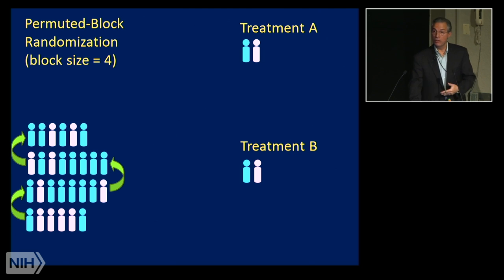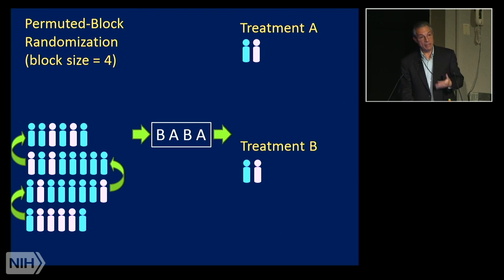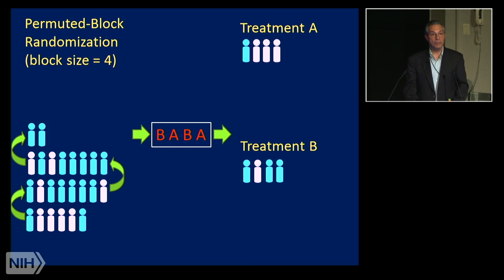After that, the computer picks another block randomly among the 6 possibilities. In this case, it's BABA. So first one goes to B, then A, then B, then A. So again, we are forcing things to even out with every block of 4. It's not chance. It's not a lucky thing. I didn't say this, but if you really have burning questions, you can ask. I'll repeat the question and answer it as best as I can.